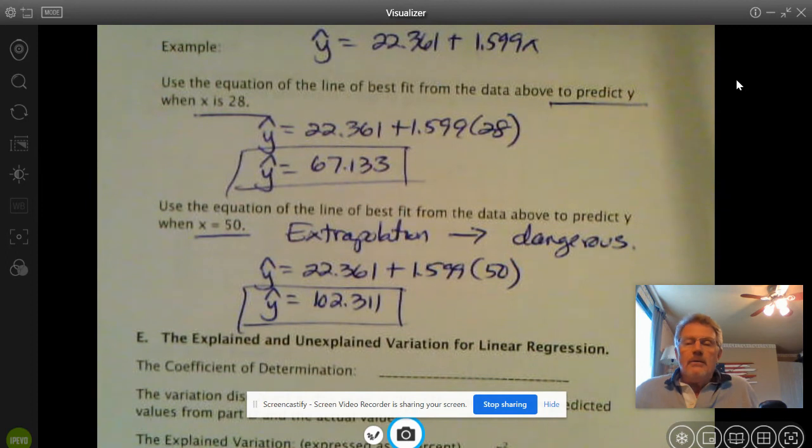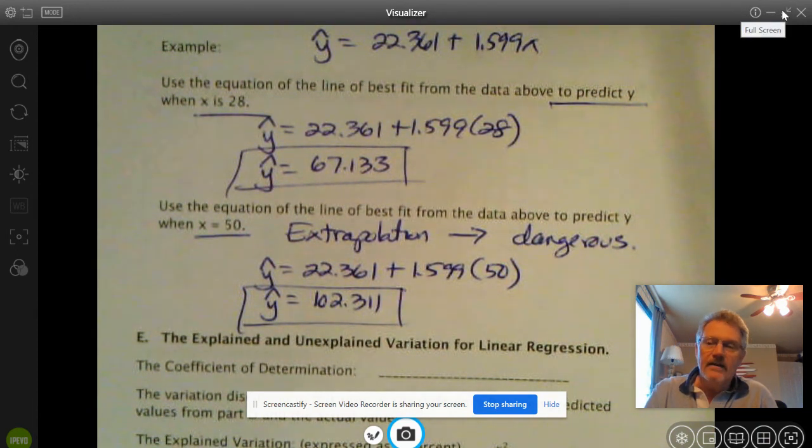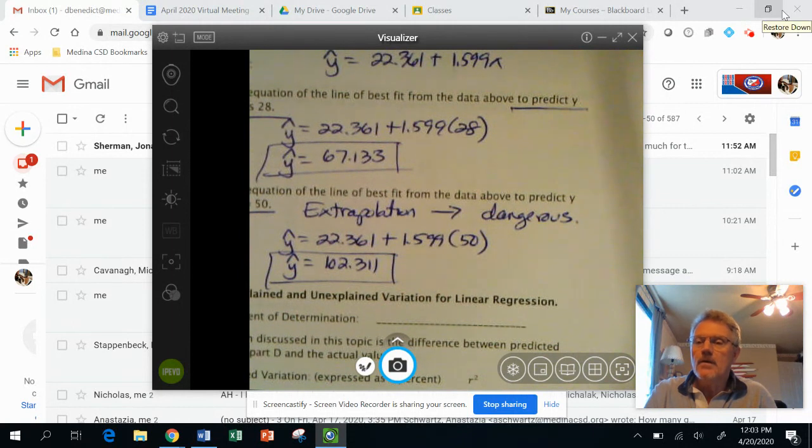Okay, so that covers coming up with a line of best fit. Remember, if it doesn't say to do it by hand, you don't have to do it by hand. You can use the calculator, and also make predictions using that equation of the line.